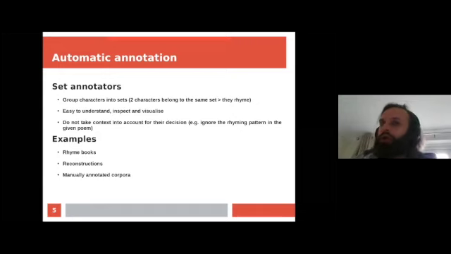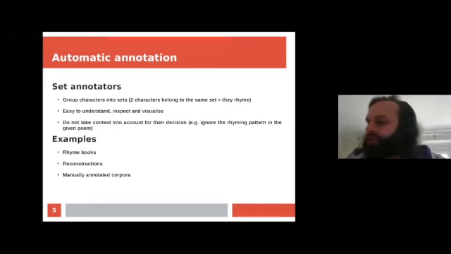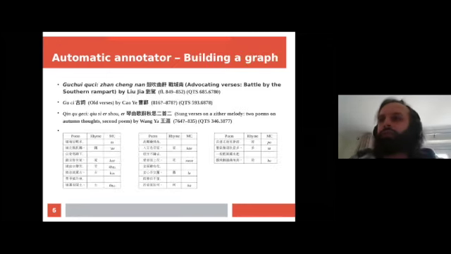So, taking inspiration from the paper that takes rhyme networks and rhyme communities to make some analysis of all Chinese rhymes, I decided to use this to make a set annotator. I'm going to explain how to build a graph out of a list of Chinese poems, and then how we derive a set annotator from it.